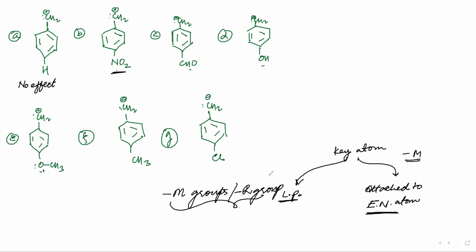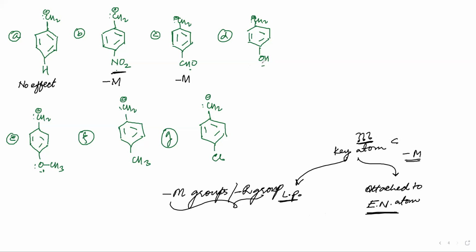Now you tell me, NO2 is plus M or minus M? Okay, see your notebook and tell me plus M or minus M. Very good. Minus M. Now what about CHO? Plus M or minus M? CHO group. What is the key atom? Carbon. Is it attached to any electronegative element? Minus M. Very good.